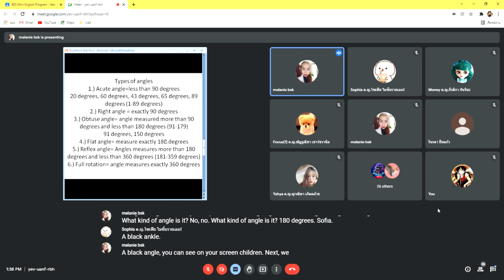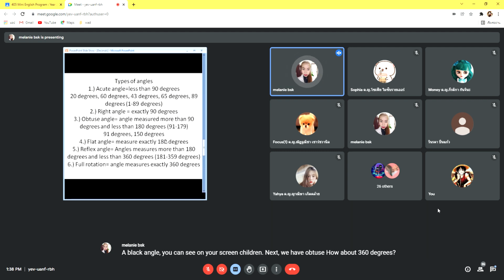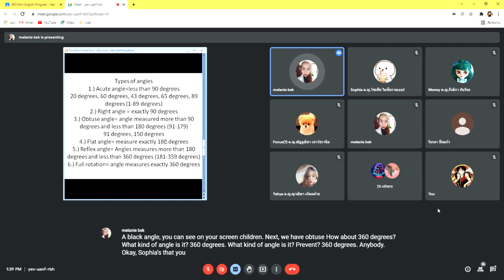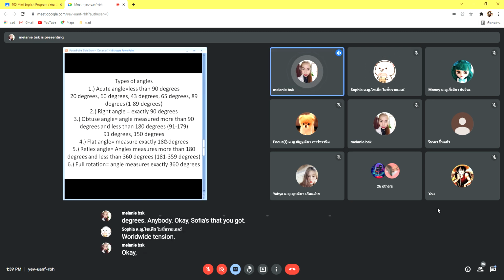Next we have 360 degrees. What kind of angle is it, children? Anybody? Okay, Sophia, is that you who raised your hand? Go on. A full rotation. Okay, a fold rotation angle.